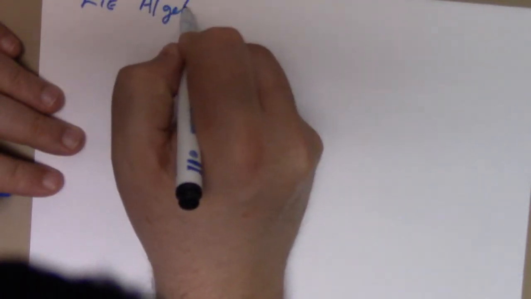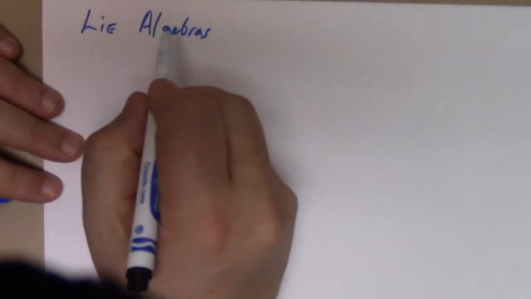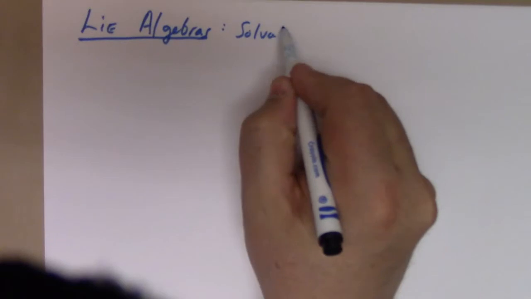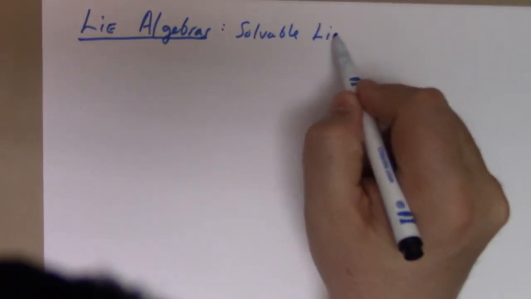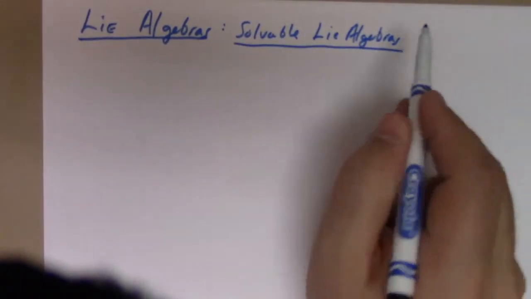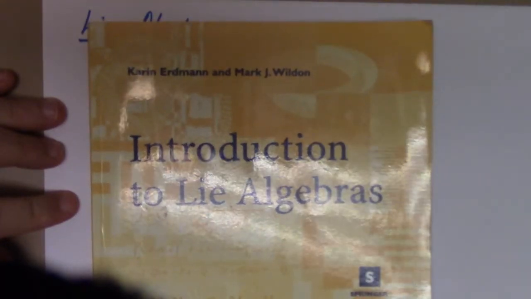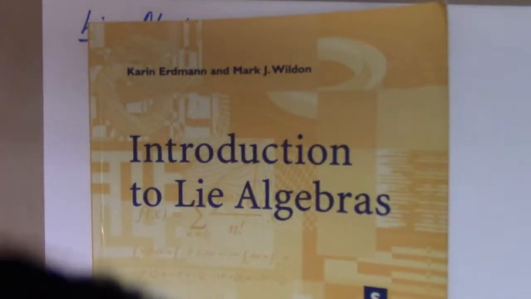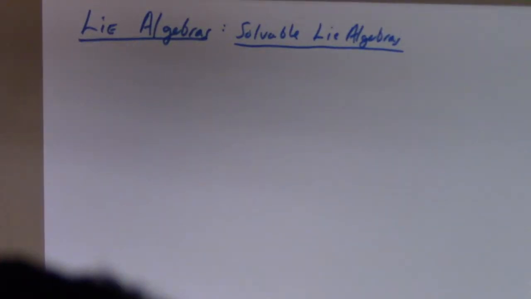We're talking about Lie algebras. In particular, we're in chapter 4 of, where is it? Chapter 4, was it? Yeah, so solvable Lie algebras, a rough classification. All right. This is from, as you can perhaps see, Erdmann and Wildon's Introduction to Lie Algebras book. So we'll get started here. Chapter 4, first lemma 4.1.